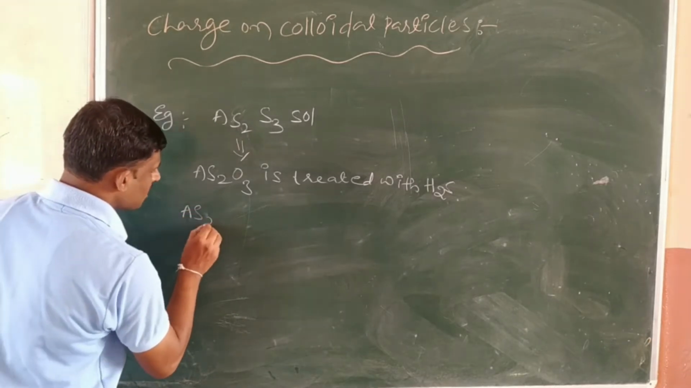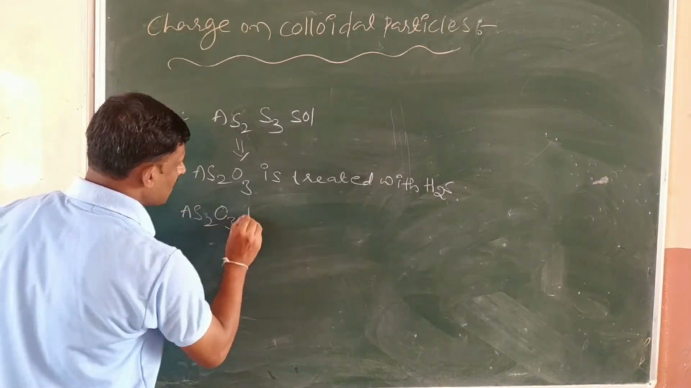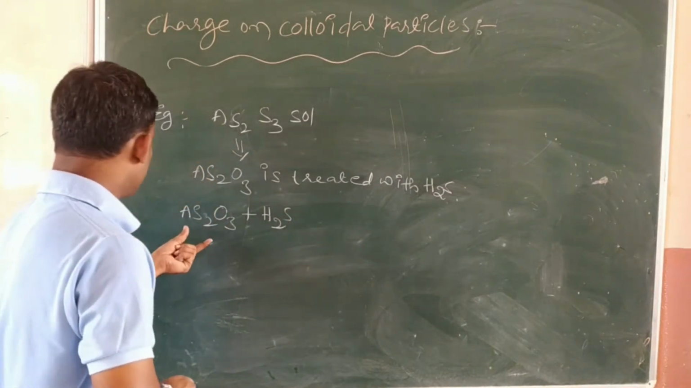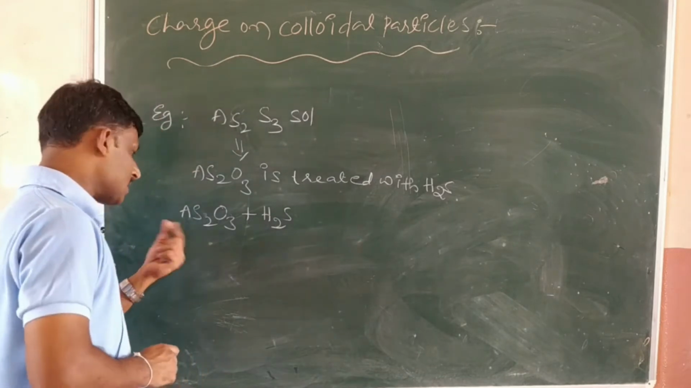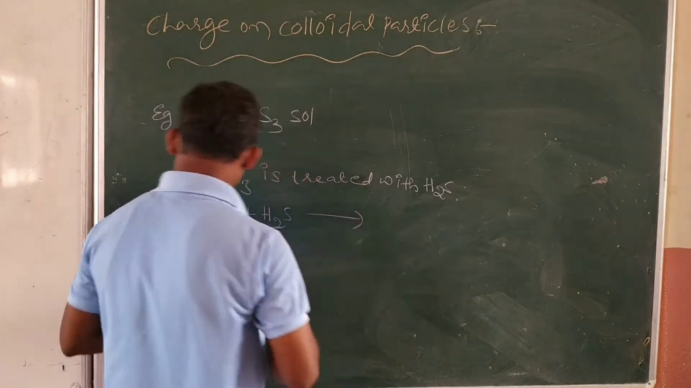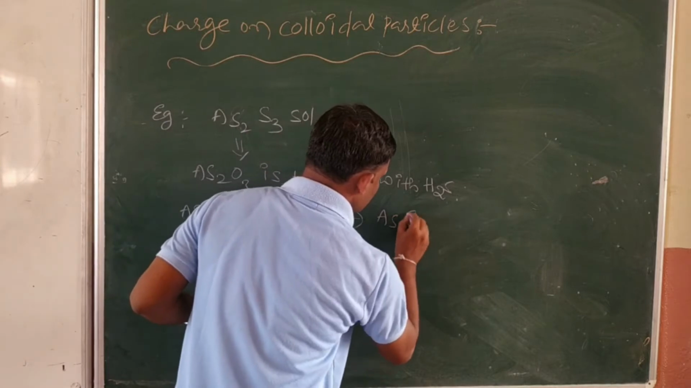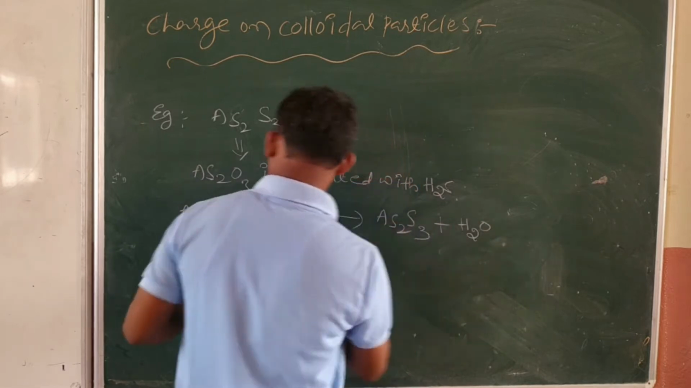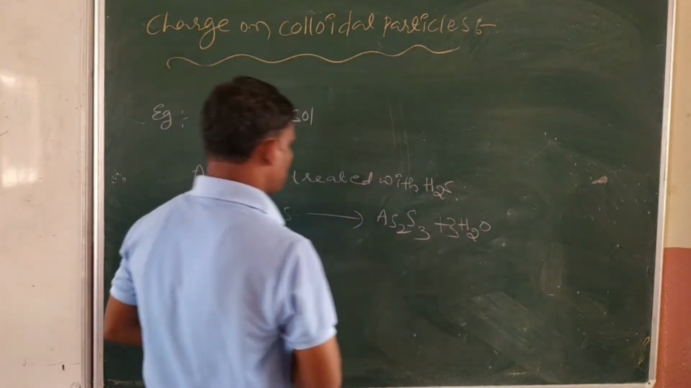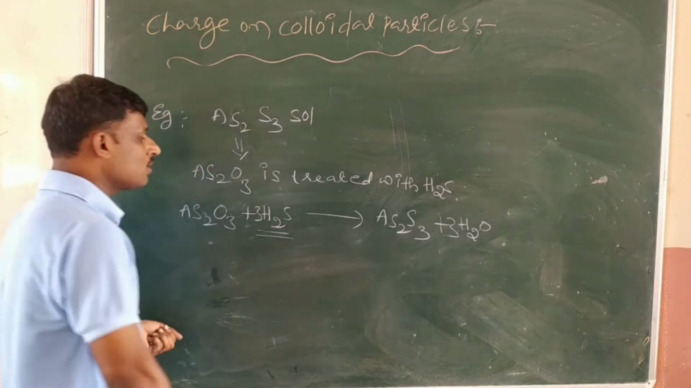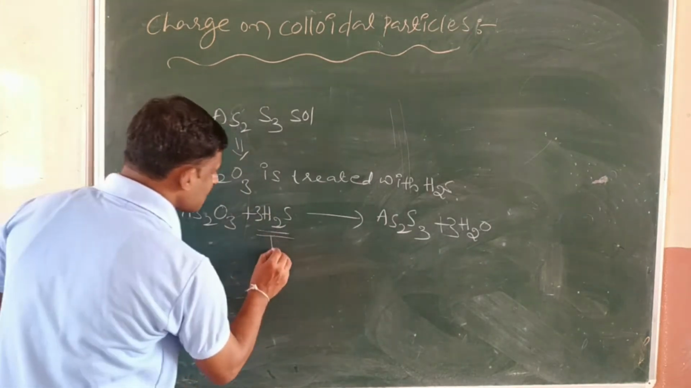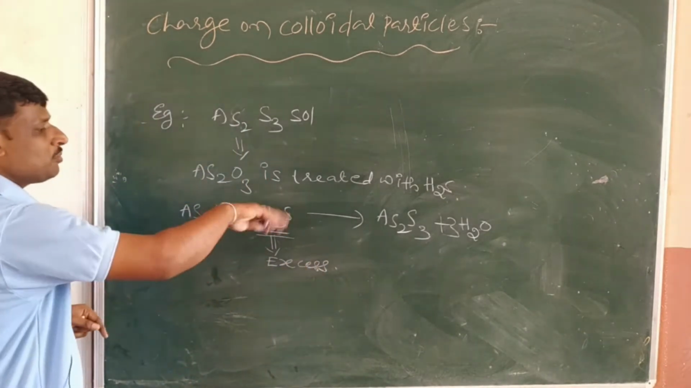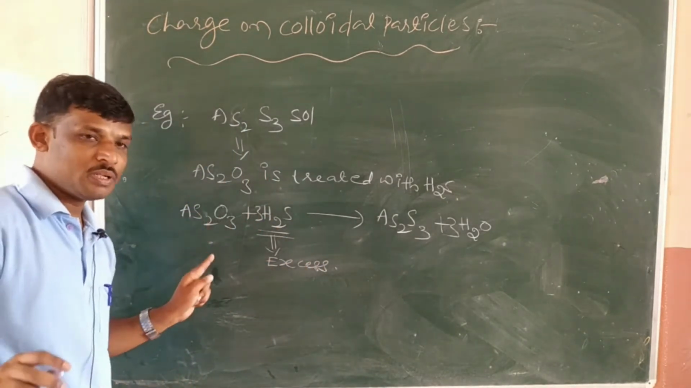Let's see the reaction. As2O3 plus H2S. We are sending H2S gas through the arsenic oxide. Then As2S3 is forming as well as H2O. Here I will take 3 moles of H2O formed. But in this case, we are continuously sending the H2S gas, so this is in excess amount, in the dispersion medium.